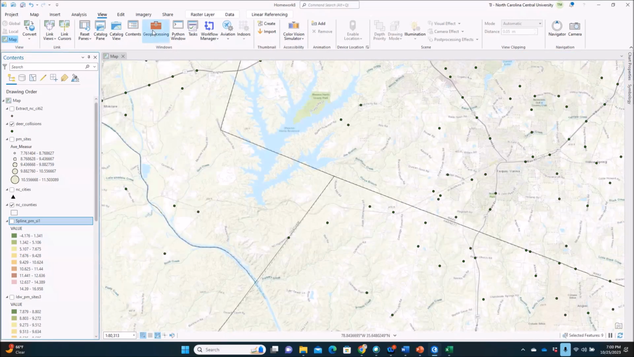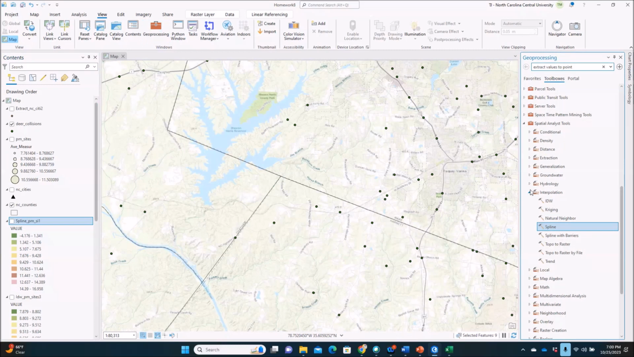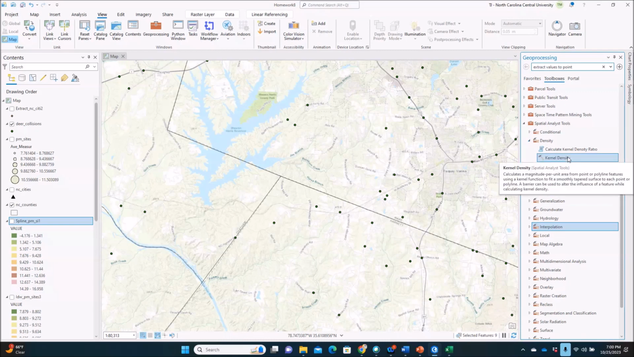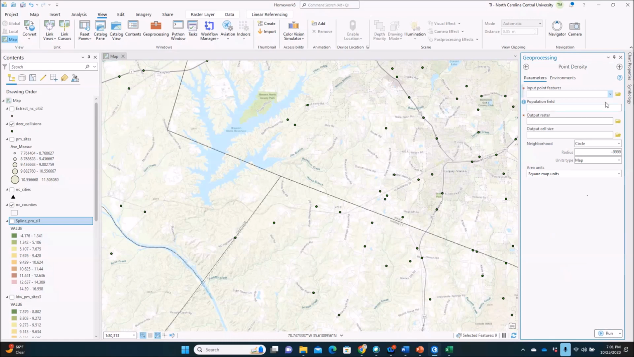All right, without any further ado, we're going to go to our geoprocessing that I just got rid of. Under spatial analysis, we've got something called density. We've got kernel density, which creates a bit more of a smooth curve, a smoothly tapered surface to each point or polyline. Then we have point density. Under point density, my input features now are going to be our deer collisions, and then our cell size.